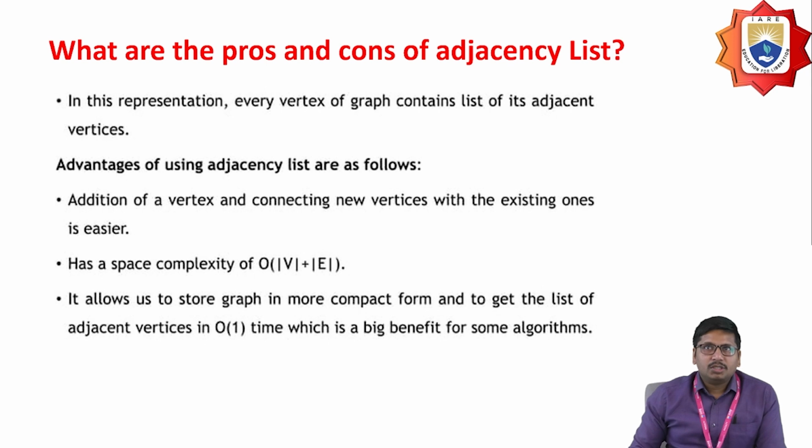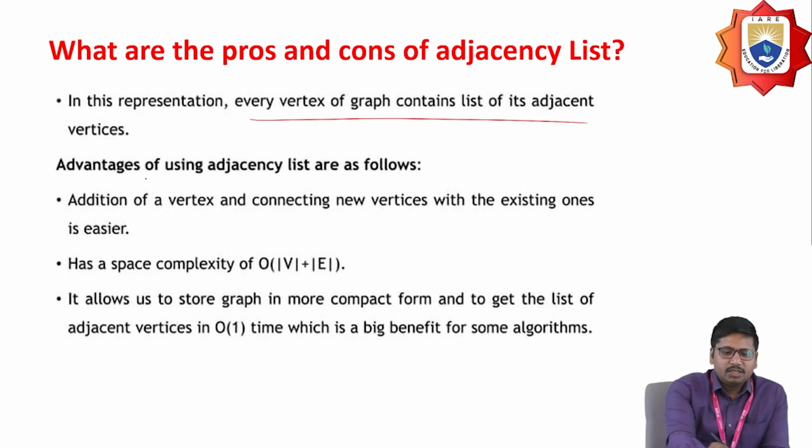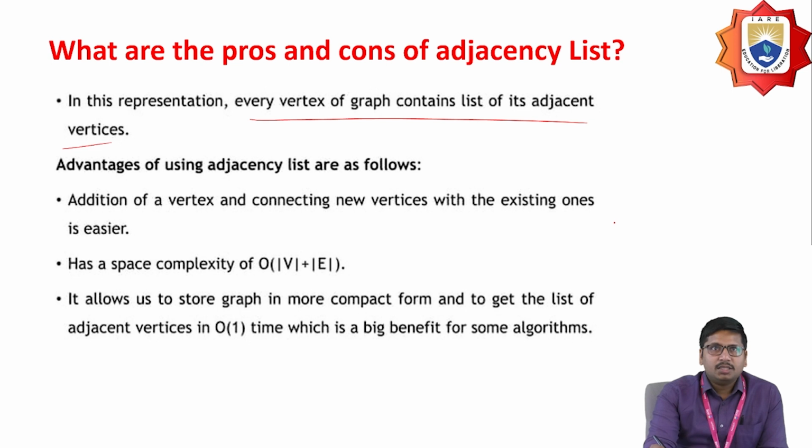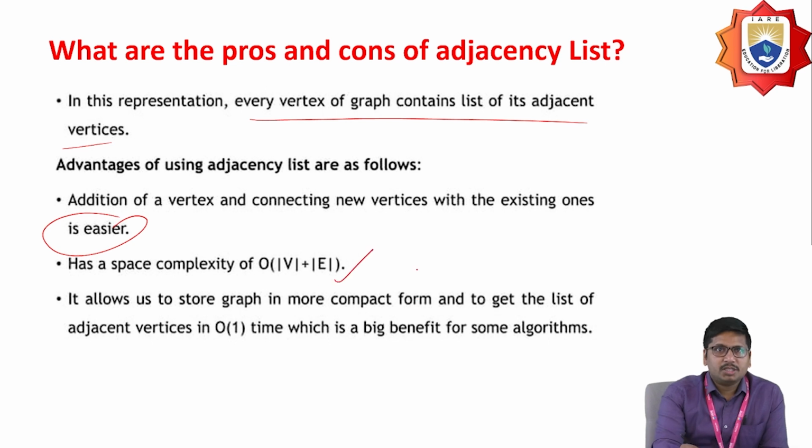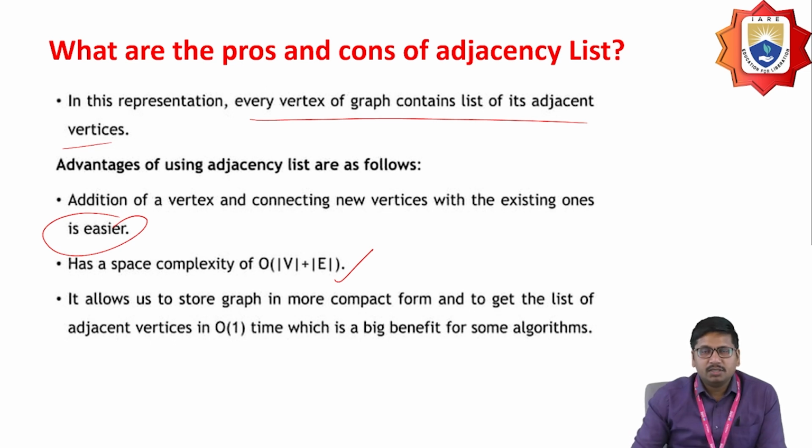So what are the pros and cons of the adjacency list here? In this representation, each vertex of the graph contains a list of adjacent vertices, and the advantages of using this adjacency list are as follows. Adding a vertex and connecting the new vertex with the existing ones is easier, and it saves space. It allows us to store a sparse graph in a more compact form, and we can get the list of adjacent vertices in O(1) time, which is a big benefit for some algorithms.